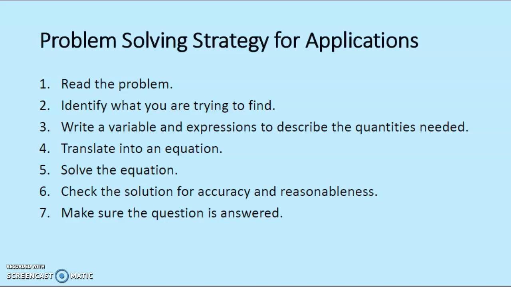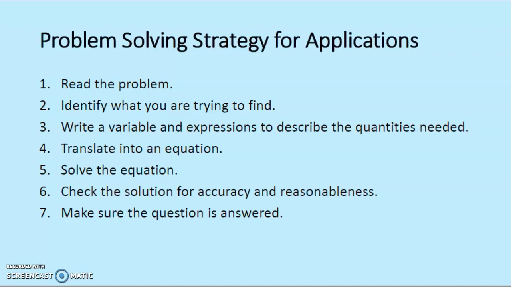You should next identify what you're trying to find. What is the question asking you to do? Usually it's one of the very last things in the text. Third, you'll write a variable and also any expressions that are needed to describe the quantities that you're looking for, the quantities that you have. And then you're going to translate those expressions into an equation. So you might have to look for some other information that's given, any relationship between the quantities in the text that tell you how to write your equation.